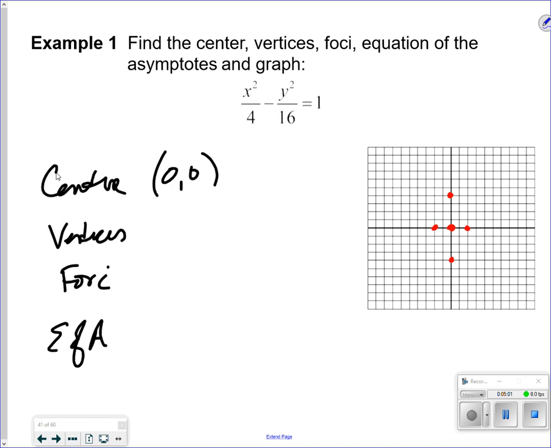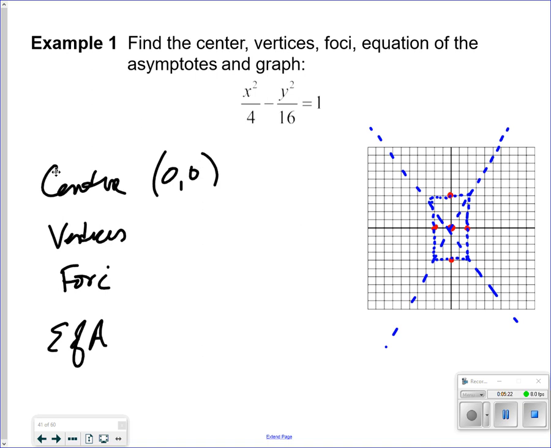In a hyperbola, this is what creates your box. So those 4 points create your box. Then draw in the diagonals through the box. Those are your asymptotes.